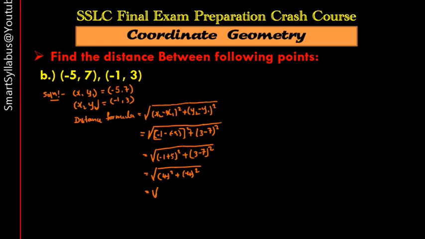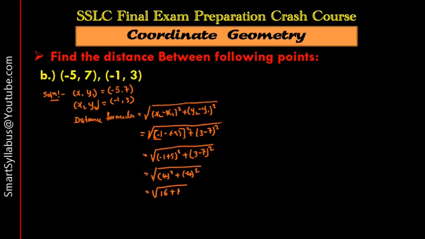That's equal to the square root of 4 square, which is 16, plus the first square with the minus sign, minus into minus is plus. Let's square the number now. 4 square is 16. That's equal to the square root of 16 plus 16, which is 32.